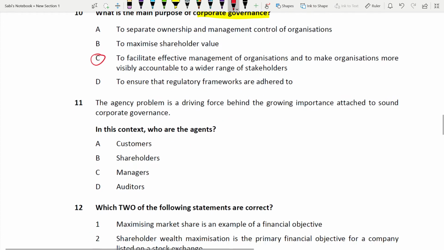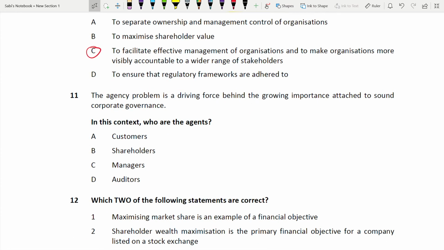Okay, coming to 11. Agency problem is a driving force behind the growing importance attached to sound corporate governance. Can you see? Because of the agency problem, we are placing so much importance on sound corporate governance. In this context, who are the agents? Is it customer? Is it the shareholder? Is it the manager? Is it the auditor? It's the manager. Yes. Shareholders are principals. Customers are not even there. Principal agent relationship. And auditors, not always. When you hire the auditor, but mainly it is the managers only.